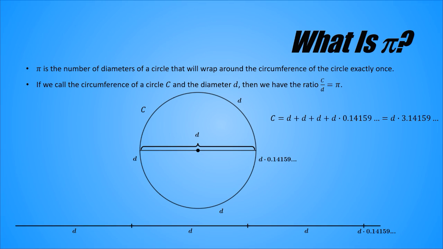So if we take this ratio here that defines pi and rearrange it, we get that the circumference equals pi times d. Now, the radius r of the circle is exactly half the diameter, so I've labeled 2 radii here. And a more familiar form of the circumference formula is c equals 2 pi r.